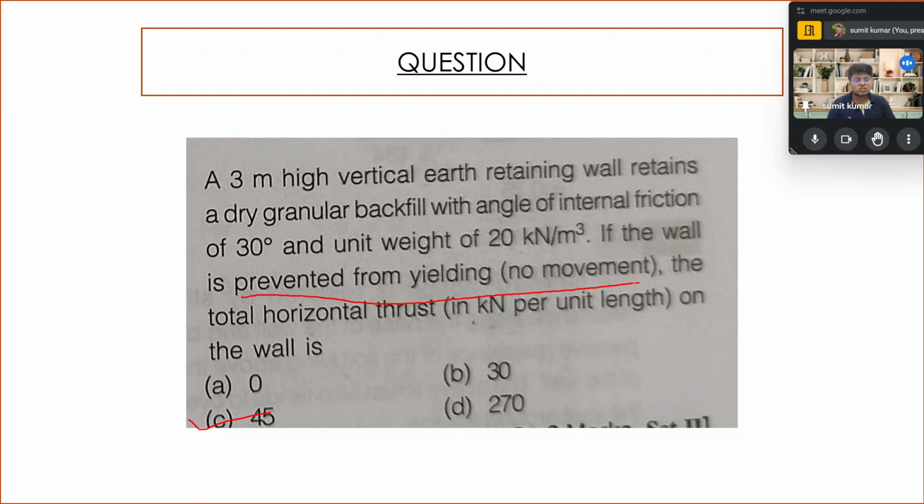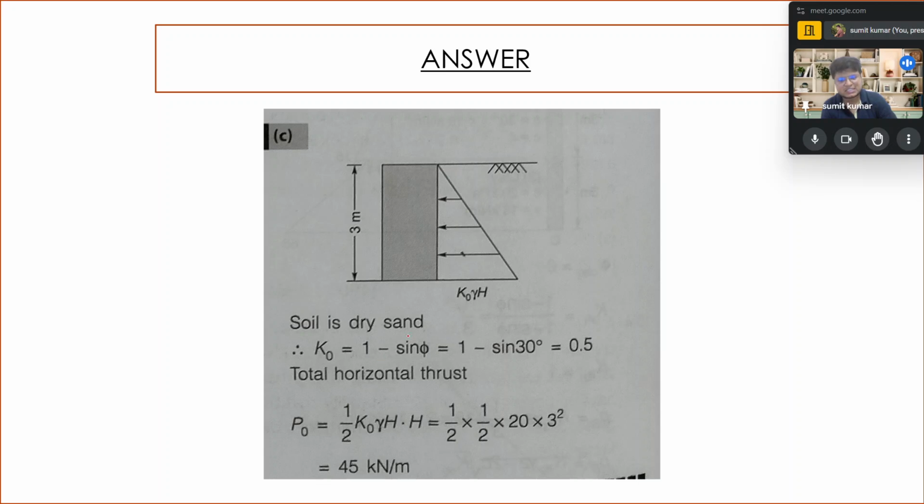After that, they are asking for the total horizontal thrust on the wall. That is going to be 1 by 2 into (1 minus sin 30) multiplied by gamma into H square, where H is 3, so 3 into 3. We have calculated 1 minus sin phi: sin 30 is 0.5, so 1 minus 0.5 equals 0.5. The total horizontal thrust is 1 by 2 into K naught gamma H square, and we get 45 kilonewton per meter.